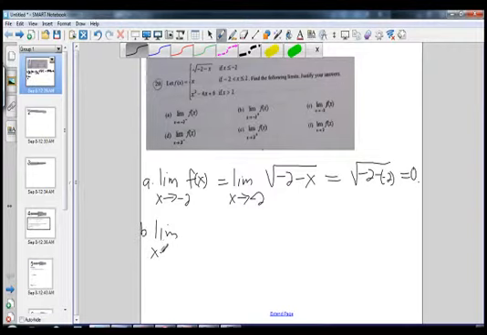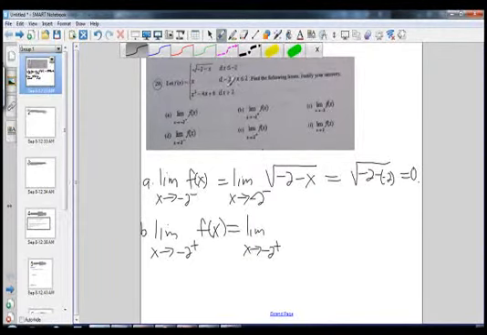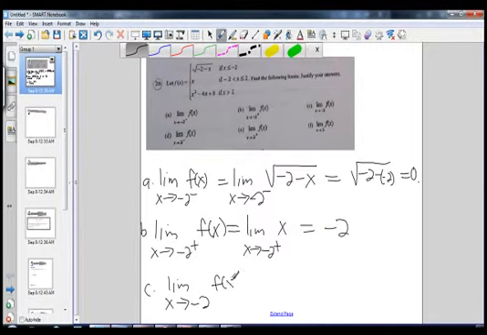The limit as x goes to -2 from the right of f of x would be equal to the limit from the right, which would be values of x bigger, that's x, and that is equal to -2. That would mean that there is no limit as x goes to -2 of f of x. It does not exist, and that is because these two here are not equal. Okay.